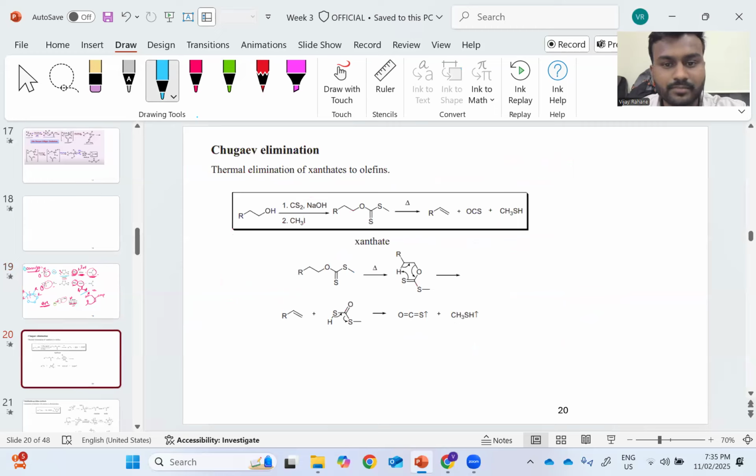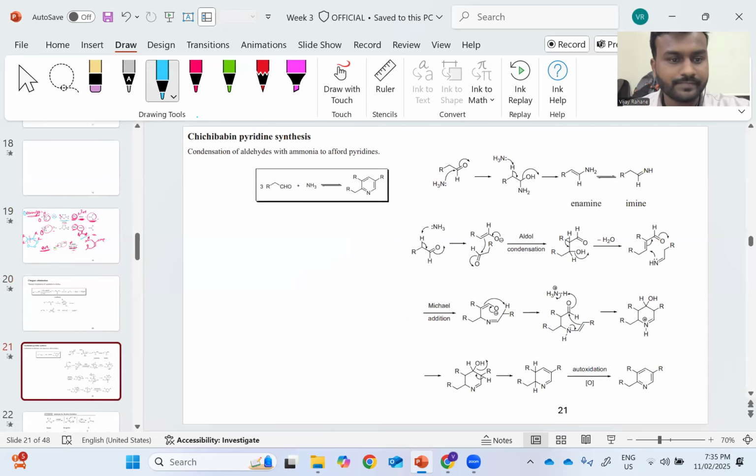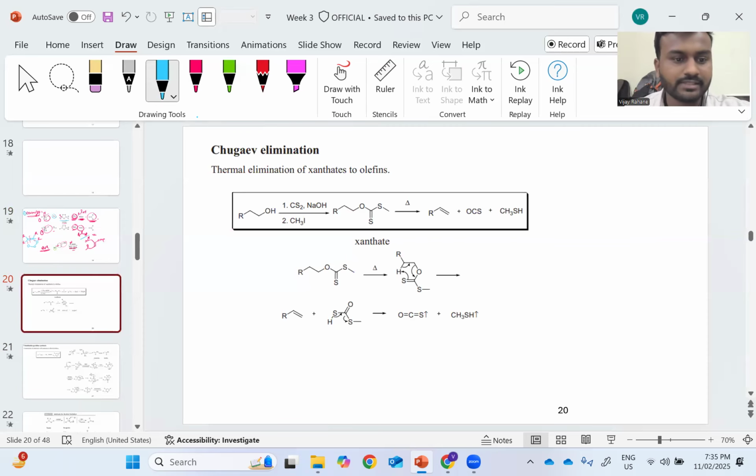So we see one more of the previous reactions, named the Chugaev elimination. This is helpful for solving your assignment question, which is why I purposefully kept this. Then we'll see sequentially the remaining oxidation reactions.